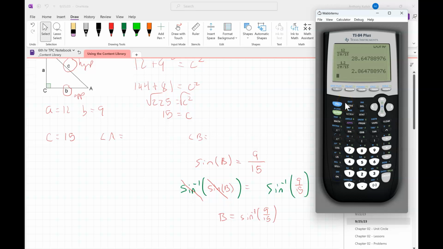Before I type this into my calculator, what should I check? Yeah, I should check my mode and make sure I'm in degree mode. I am, but I switch back and forth all the time. If you've borrowed someone else's calculator, like Mr. Kulix, you definitely want to start by checking that. So when I do that, I get 36.87.